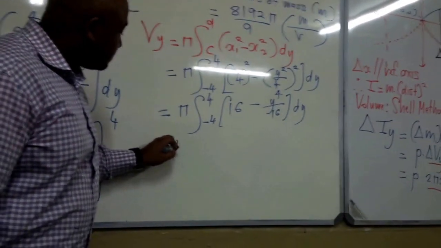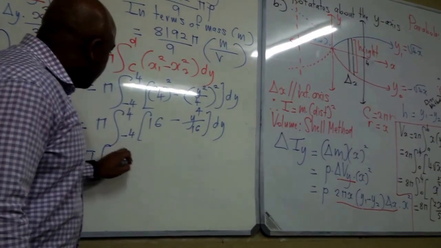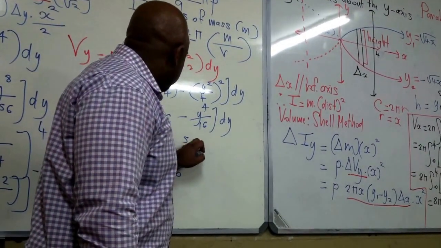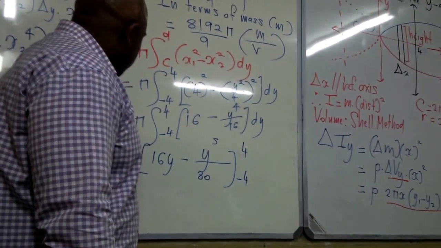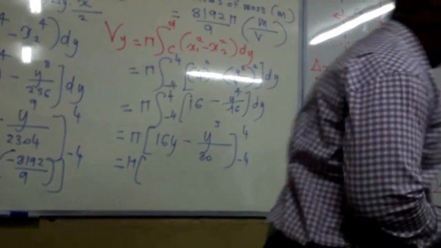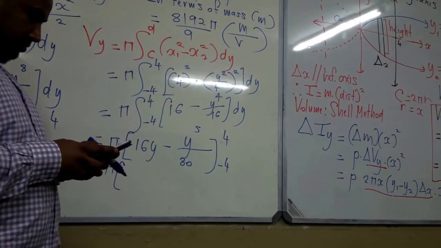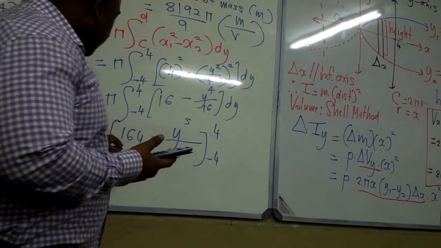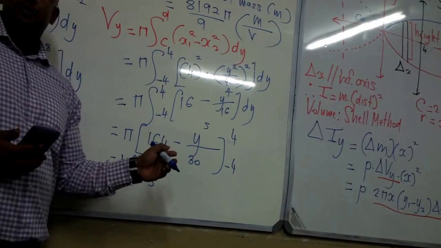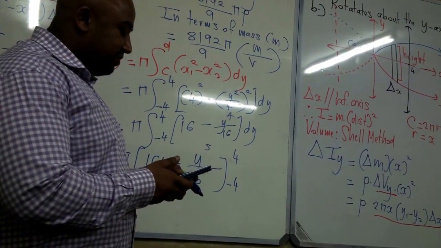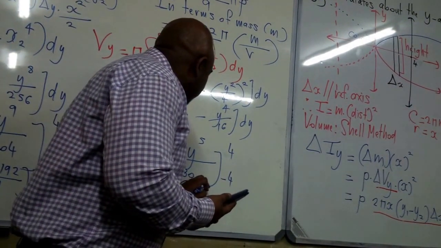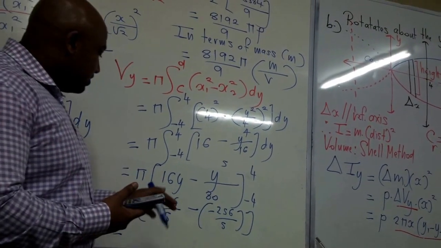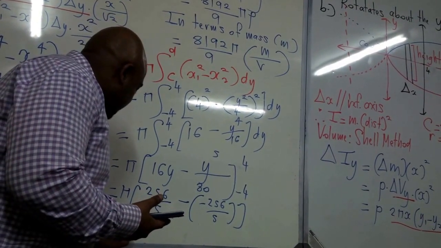Okay, let's integrate this. Integrate 16, that will be 16y. Integrate here, this will be y to the power 5 over 80. Substituting 4 and negative 4, let's see what we get. Here we get 256 over 5 when we substitute the positive 4, and when we substitute the negative 4, minus 256 all over 5. So basically it's like multiplying by 2 there. You can see that. So we get 512 over 5 pi.